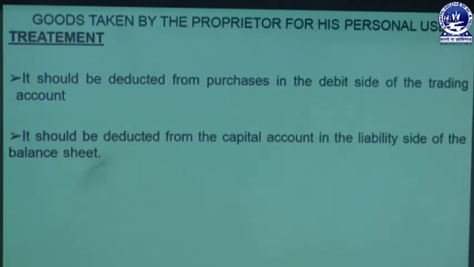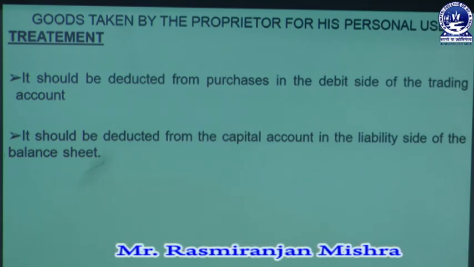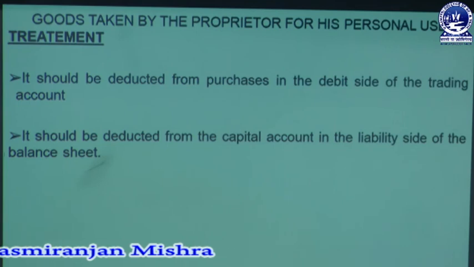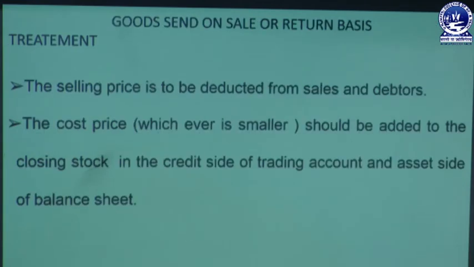Then the next treatment: goods taken by the proprietor for personal use. First, the amount of goods taken by the owner for personal use should be deducted from purchases on the debit side of the trading account. Second, it should be deducted from the capital on the liability side of the balance sheet, because it is a type of drawings. Goods withdrawn by the owner for personal use are called drawings, so that amount is deducted from the capital on the liability side of the balance sheet.